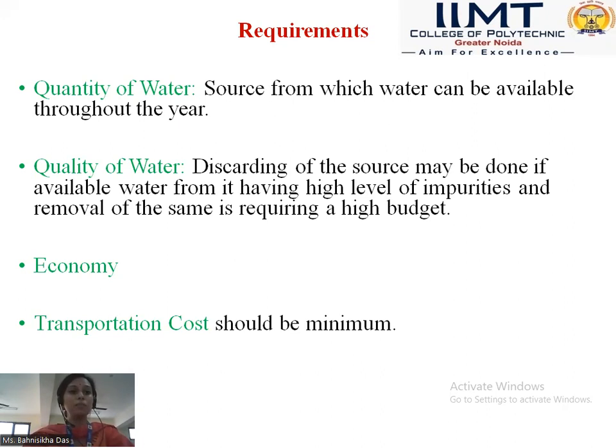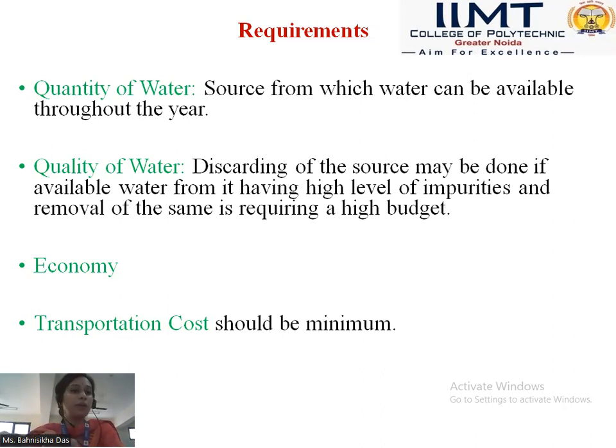we have to supply that much quantity of water to the individual houses or factories which is required, or which is as per the demand of the water. So the first thing that needs to be seen is the quantity of water, whether that source is giving us sufficient quantity of water as per the requirement or not. First, we have to see that.